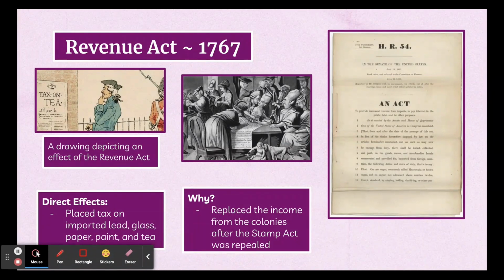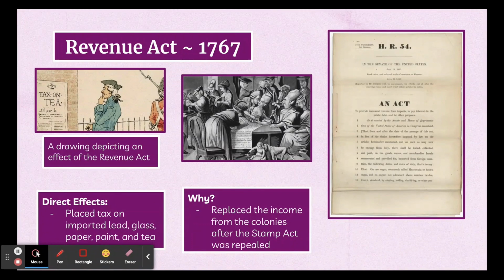And colonists rejected this by protesting no taxation without representation, and they argued that the British Parliament did not have the right to tax them and they lacked representation in the legislative body. And this picture up at the top was a drawing of an effect of the Revenue Act.